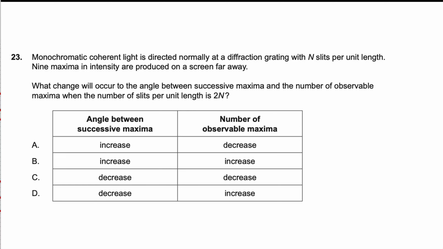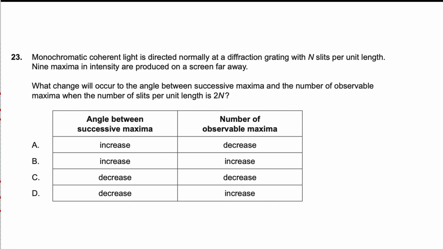Okay, here we go guys with a classic question. We've got monochromatic light directed at a diffraction grating with n slits per unit length, and we want to know what will happen to the angle between the successive maxima and the number of observable maxima when we change the number of slits. Phew, long description. Once you process that, hit pause, try the question, and press play when you're ready to see an explanation.